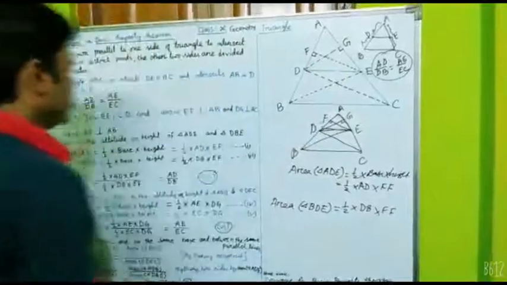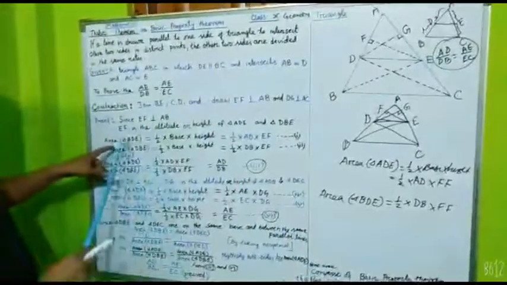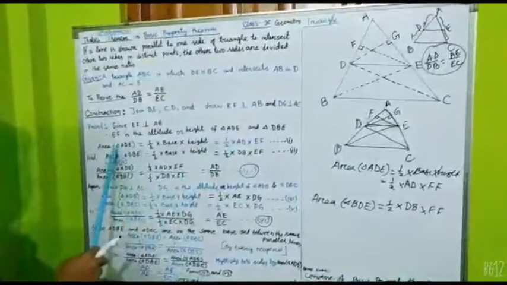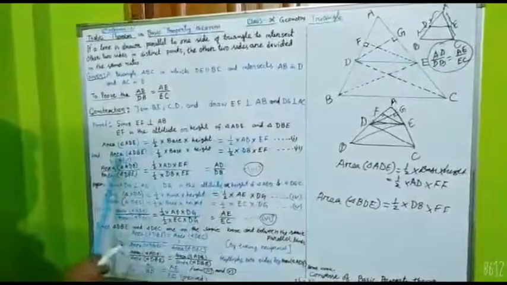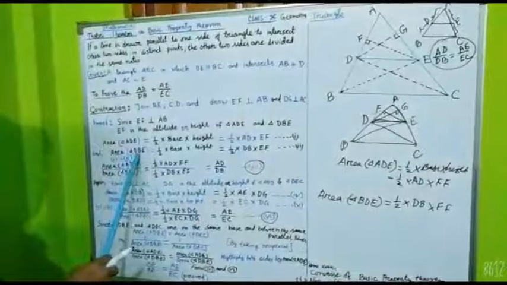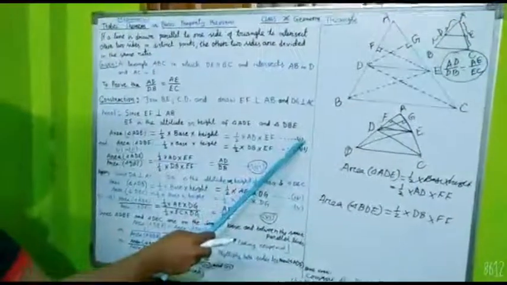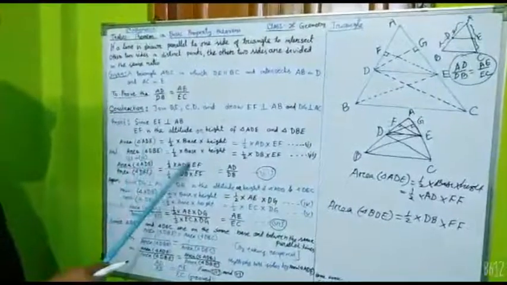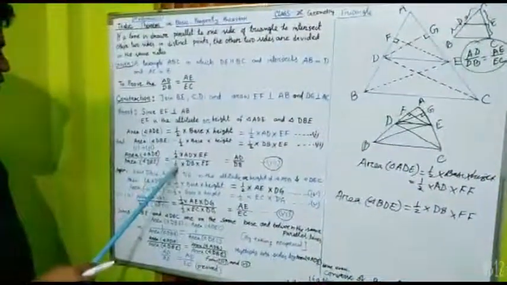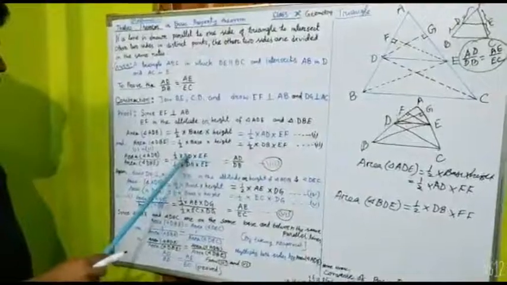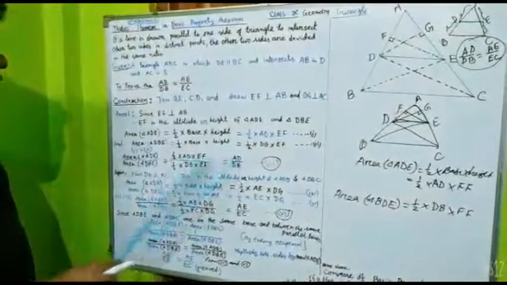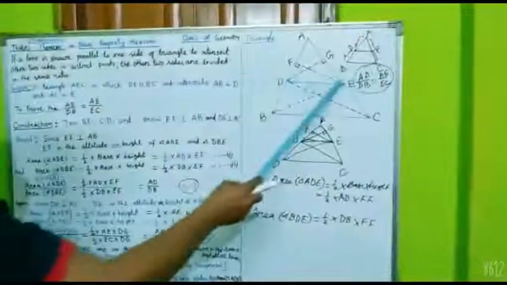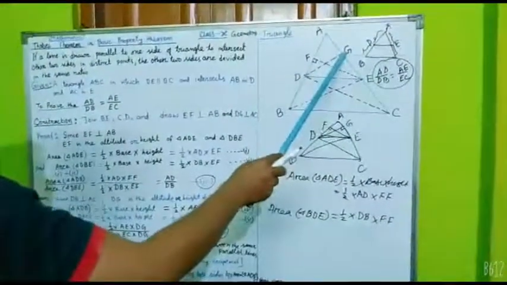So here the first equation is the area of triangle ADE, and the second is the area of triangle DBE. Equation 1 divided by equation 2: the area of this triangle by the area of this triangle equals this part by this part. The half cancels, EF cancels, then we get only AD by BD.